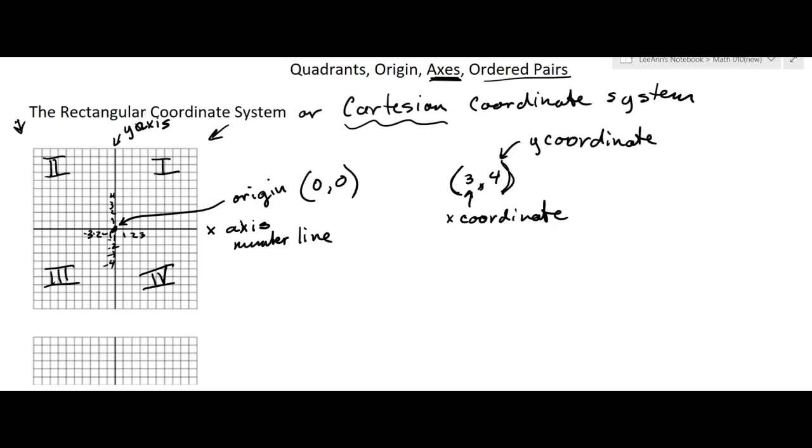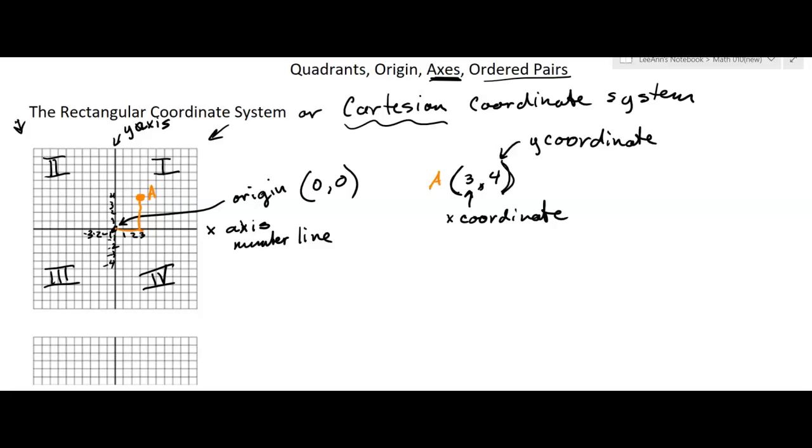If I wanted to graph that, I would simply count from the origin. I'd go 3 units to the right and 4 units up. Now, we don't normally draw those lines because they're in our way, but that would be the point. Now, points are often labeled with a capital letter, so we could call this point A. And sometimes we graph a lot of points and we don't label them, we just graph the points. And there are different reasons for that.